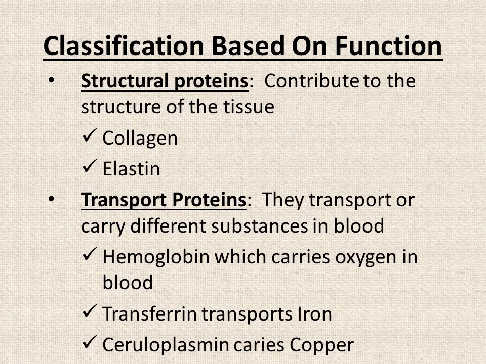Now, the third category in this type of classification is that of structural proteins, and these are those proteins which are important components of connective tissues in various sites of the body. And the two most commonly known examples are collagen and elastin. Now, transport proteins. These proteins transport or carry different substances in blood. For example, hemoglobin, which carries oxygen in blood, transferrin, which transports iron, ceruloplasmin, which transports or carries copper.